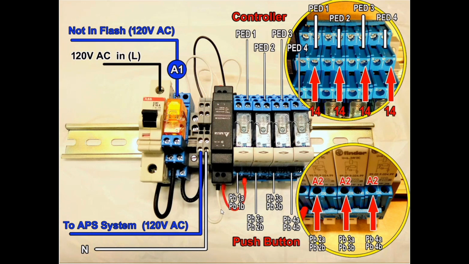Now these are going to be labeled. They'll have nice labels on them that say that it's 120 volts for the APS system and neutral on here, and it'll show what all the signals are on the various places. But this diagram basically tells you what you need to know.